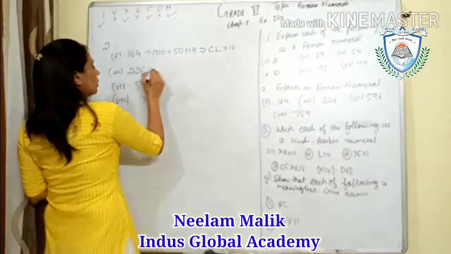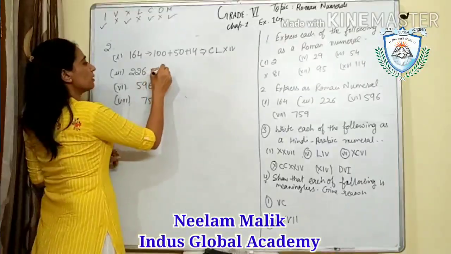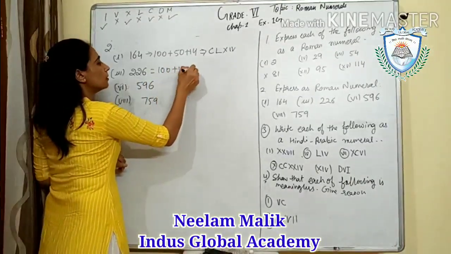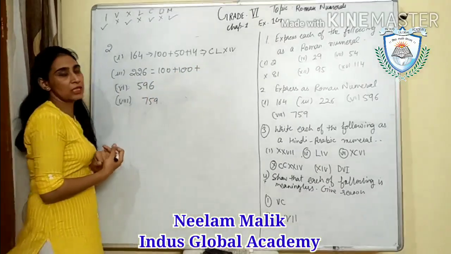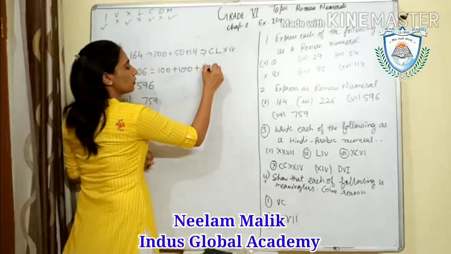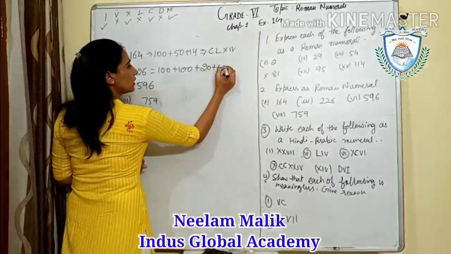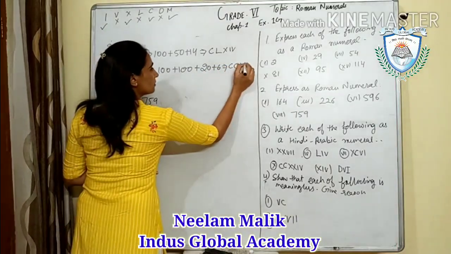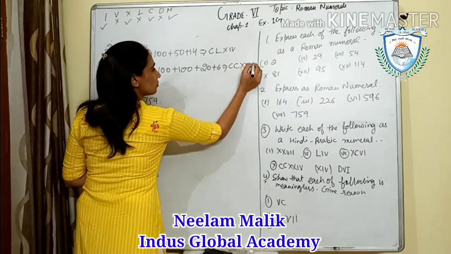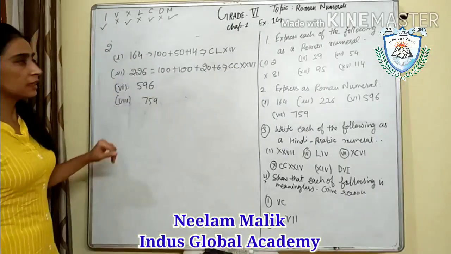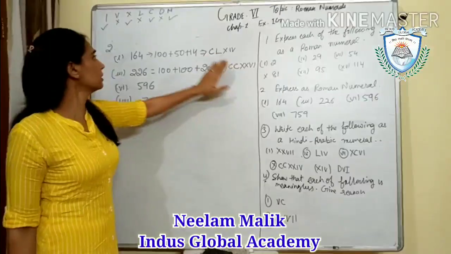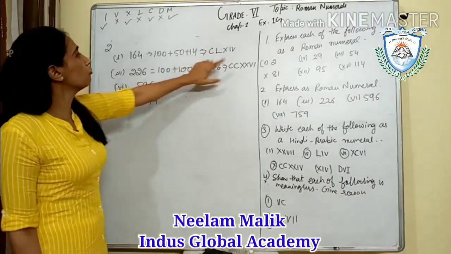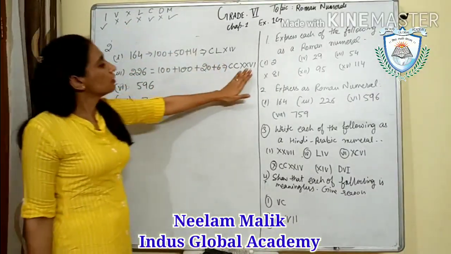226 means 100 plus 100 and plus 26, which means 20 plus 6. So what is 100? That is C. 20 means X, and 6 means VI. Okay, let's check. We can repeat C. Yes, we can repeat C. We can repeat X. Good.